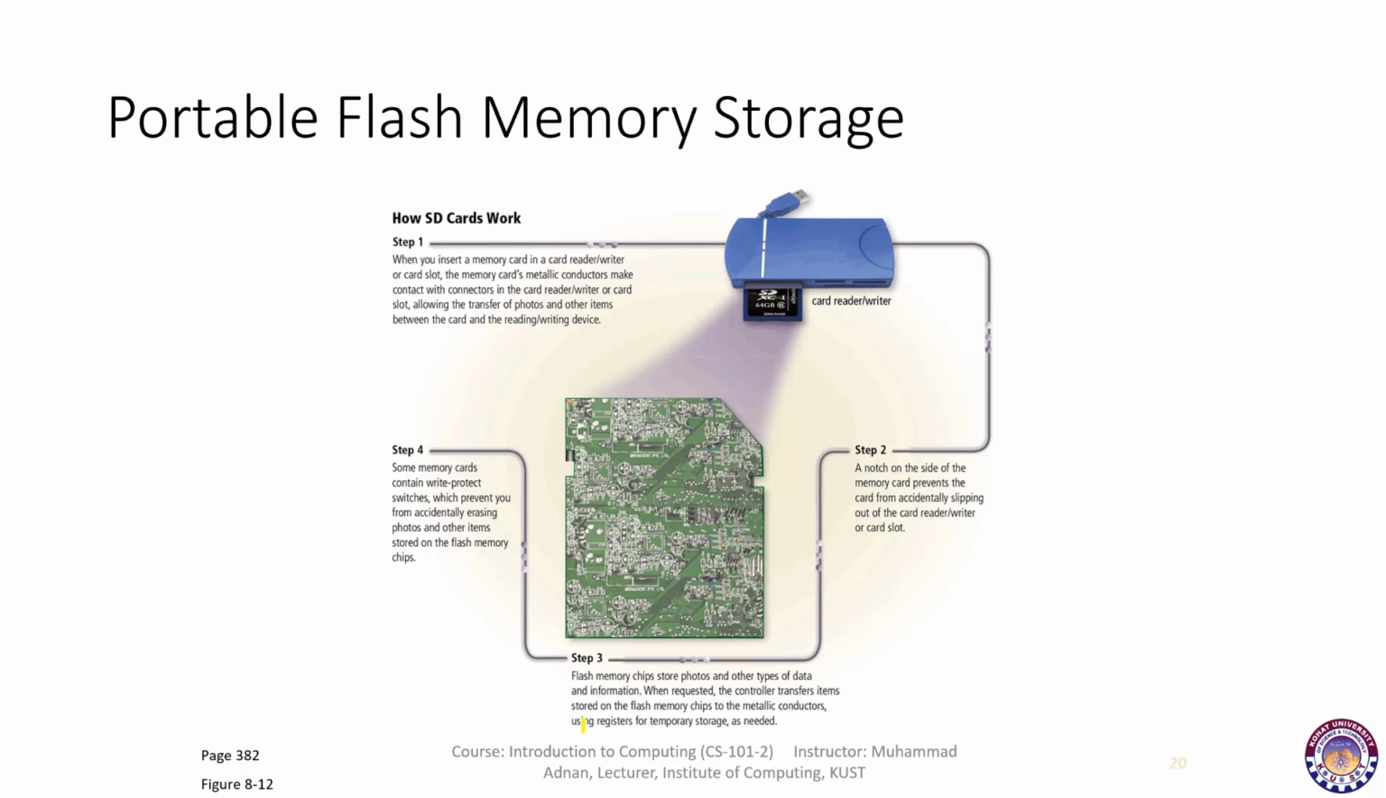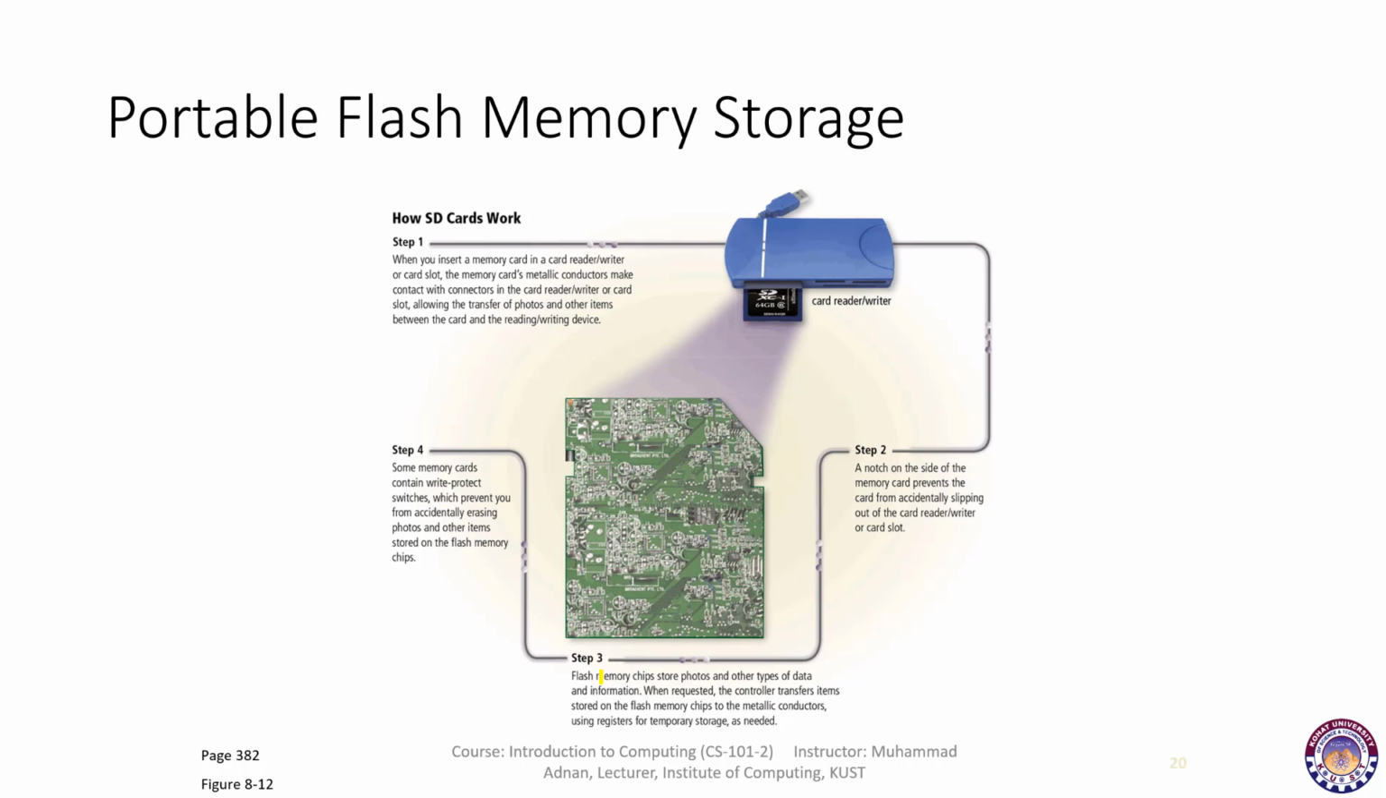So this is the card reader. You insert it in some media, and then the metallic conductor makes contact with the connector in the card reader or card slot, allowing the transfer of photos and other items between the card and the reading writing device. In step number two, a notch on one side of the memory card prevents the card from accidentally slipping out of the card reader writer or card slot.